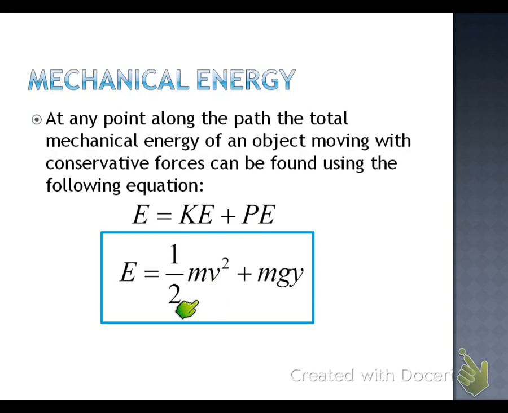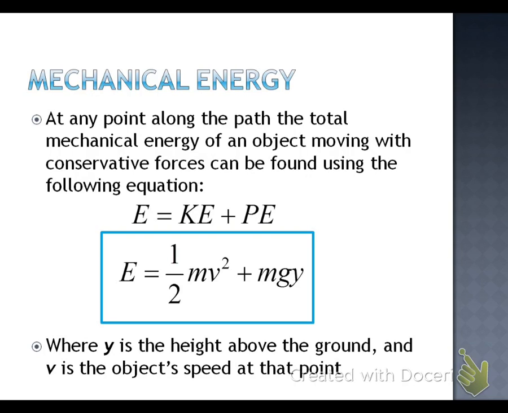If we substitute the equations we know in for kinetic and potential energy, we learned last class that kinetic is 1/2 mv squared, potential equals mgy. We're just going to do a simple substitution to solve for that. If we want to find the total energy of a system, we would use this equation. So this is a big one. Here, y is height above the ground, v is object speed at any point. I think we already know that.